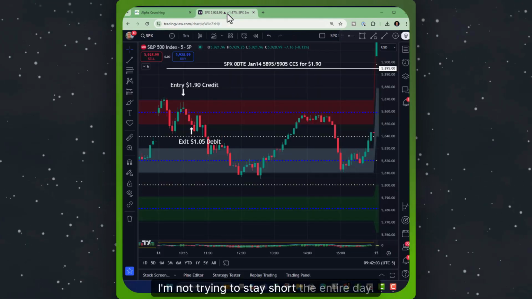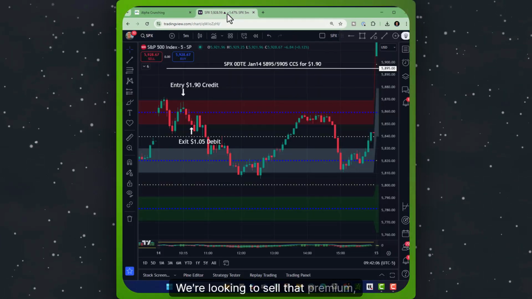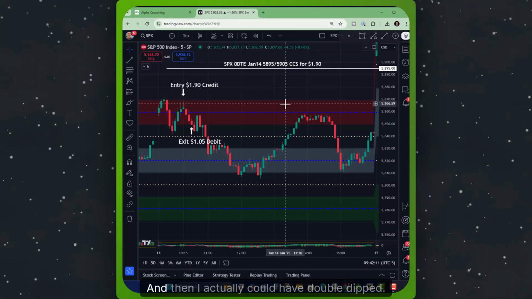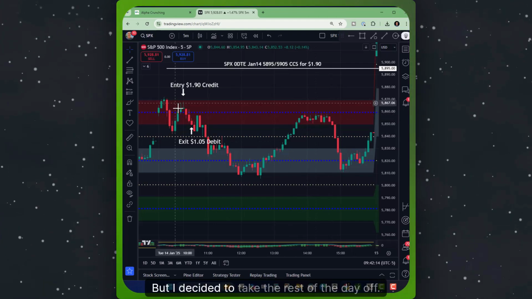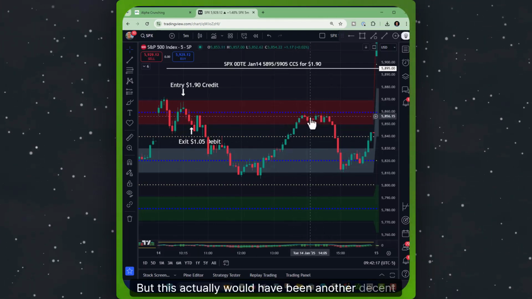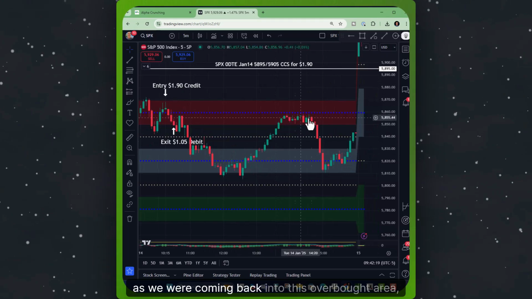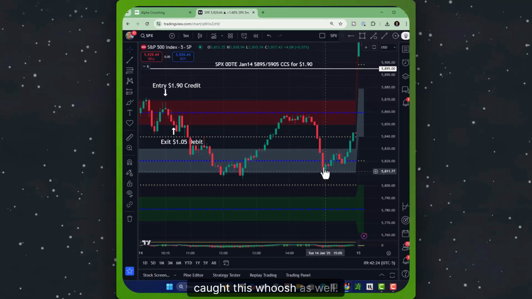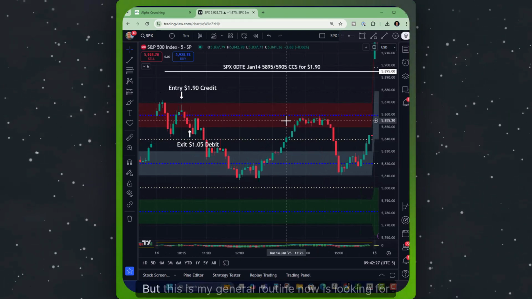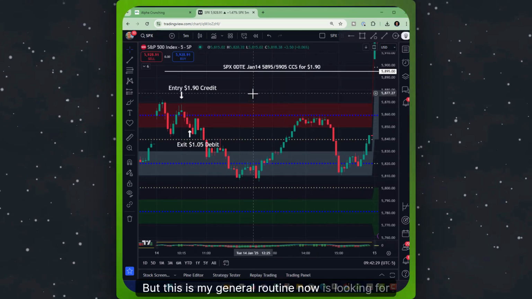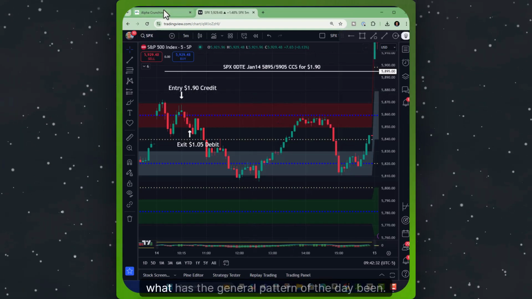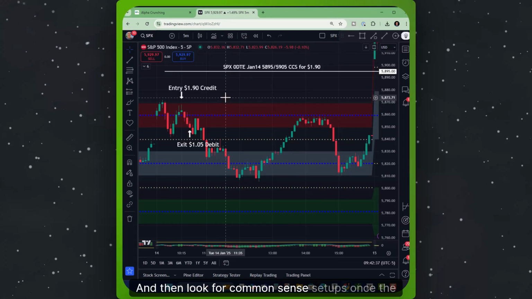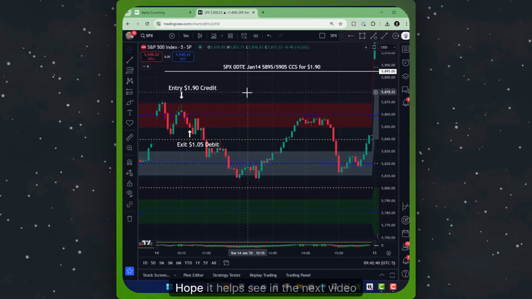I'm not trying to stay short the entire day. We're looking to sell that premium and take profits at reasonable levels, 50% or so. Then I actually could have double dipped, but I decided to take the rest of the day off. This would have been another decent setup as we were coming back into this overbought area. You could have sold another call credit spread and caught this whoosh as well. I only caught the first one and not even the full one, but this is my general routine now: looking at what the general pattern of the day has been, and then looking for common sense setups once the trading day begins. Hope it helps. See you in the next video.